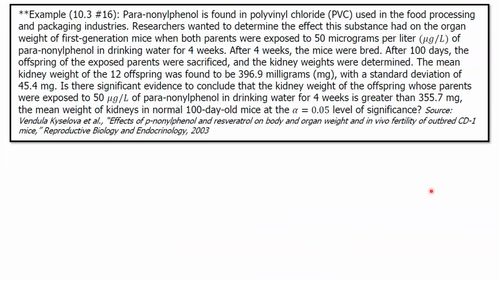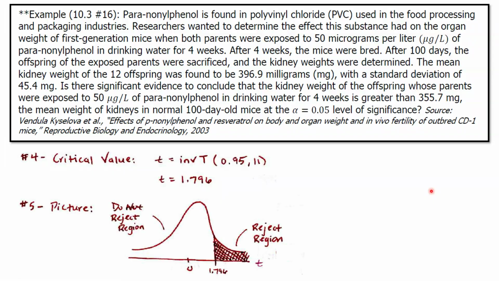Our critical value. Okay, so since our alpha is 0.05, that's the area on the right. The area on the left will be 0.95. And then our degrees of freedom is going to be 1 less than our sample, which is 12. So 12 minus 1 is 11. That gives us a critical value of 1.796. So for step 5, we can draw our t-distribution curve with the rejection region shaded on the right, with our critical value boundary of 1.796.